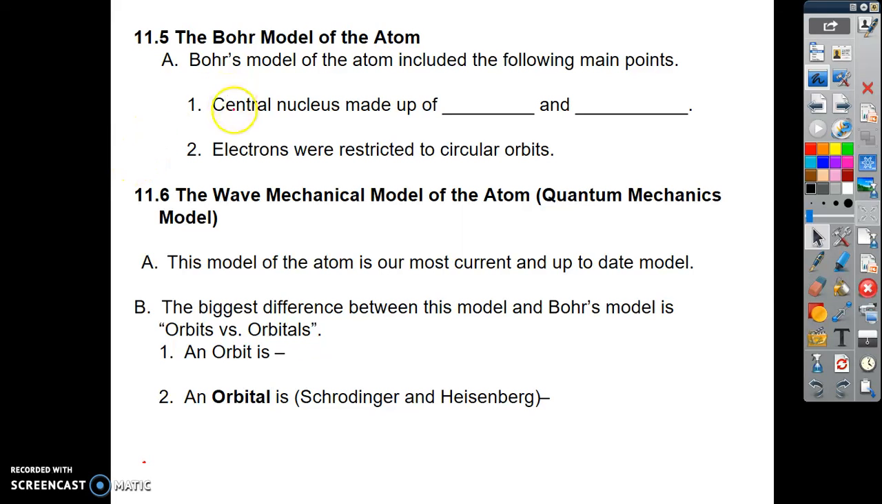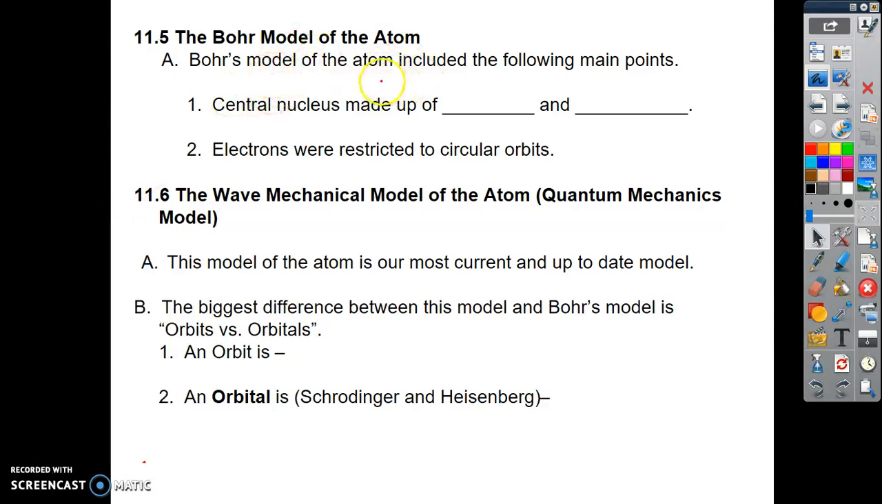Hey, Wade Hampton Chemistry. Today we're going to be talking about the difference between the Bohr model of the atom and a newer, although still quite old, model of the atom known as the wave mechanical model of the atom, or the quantum mechanics model of the atom. And we're also going to be getting into something called electron configuration today.